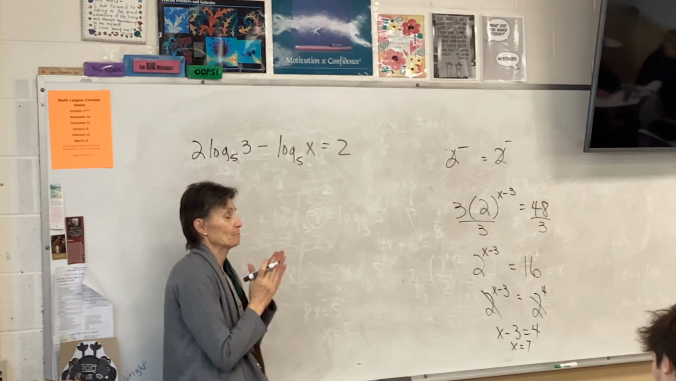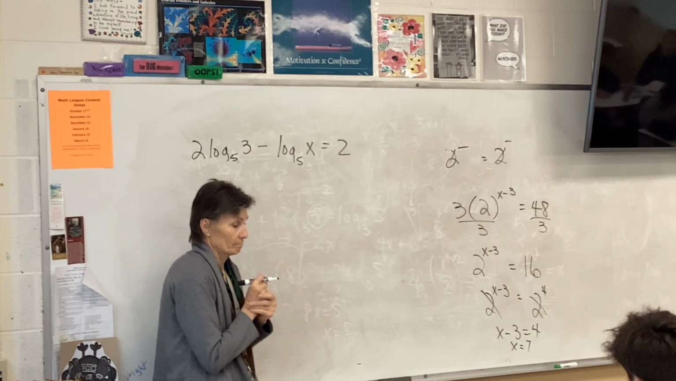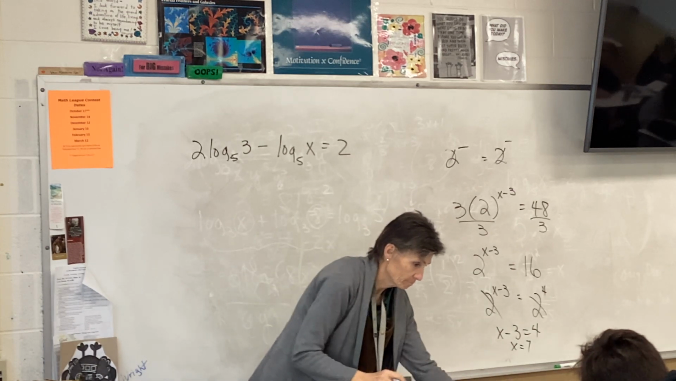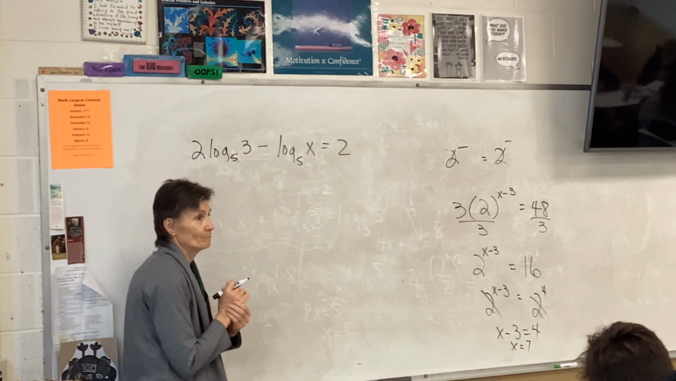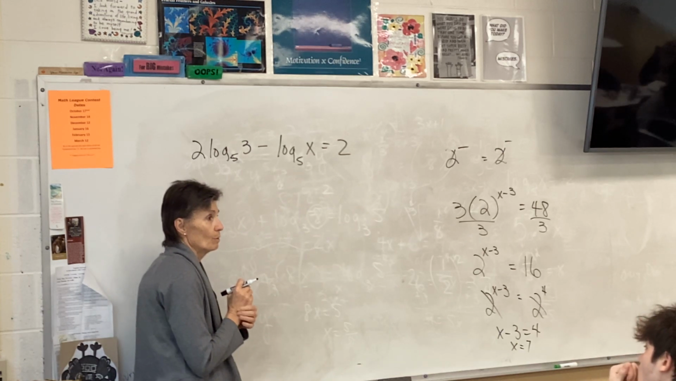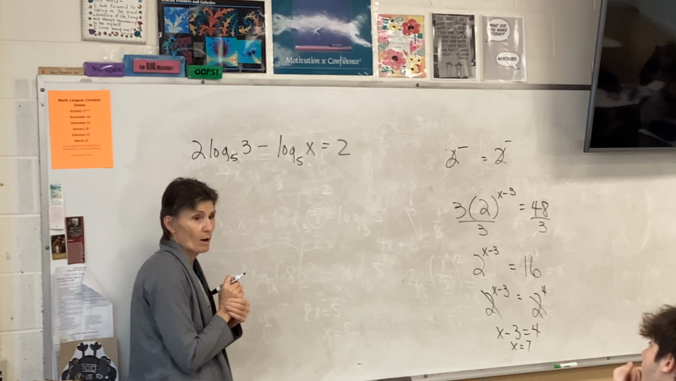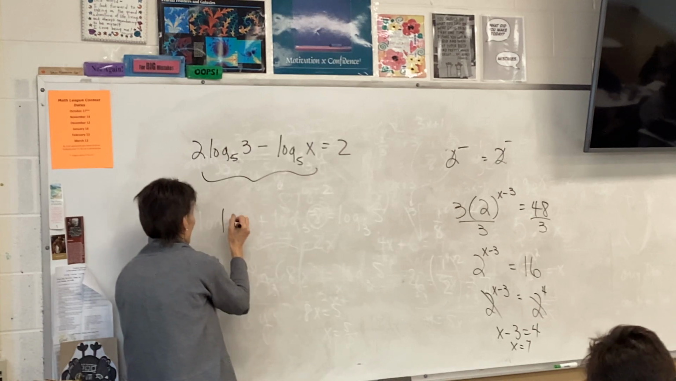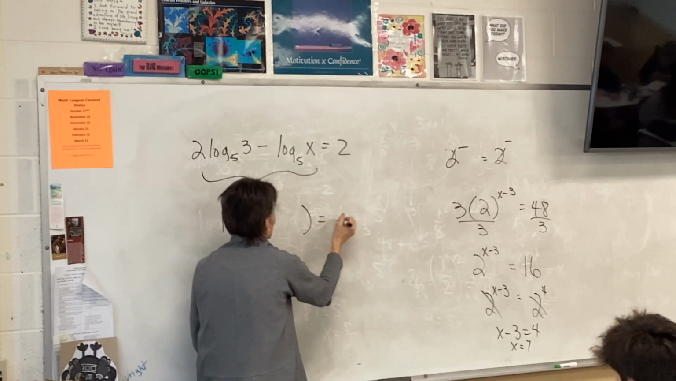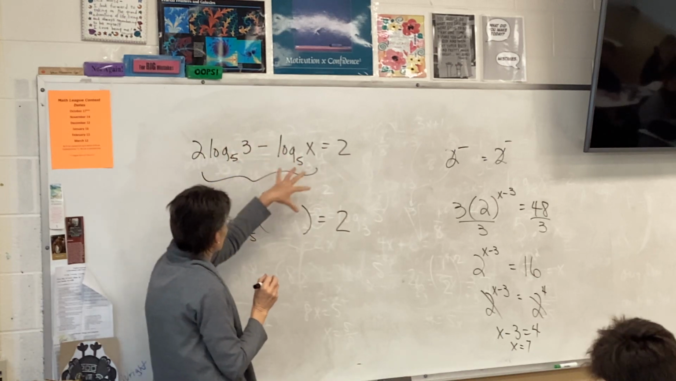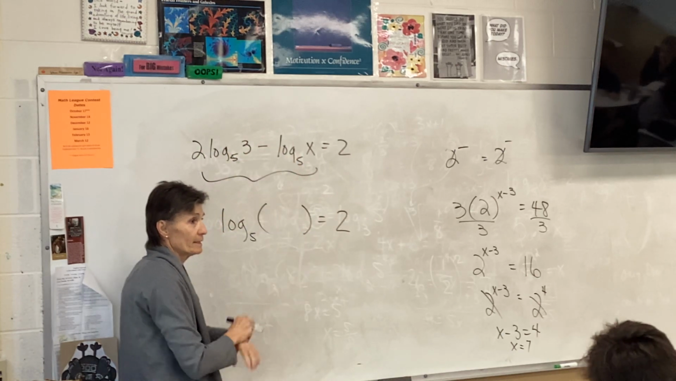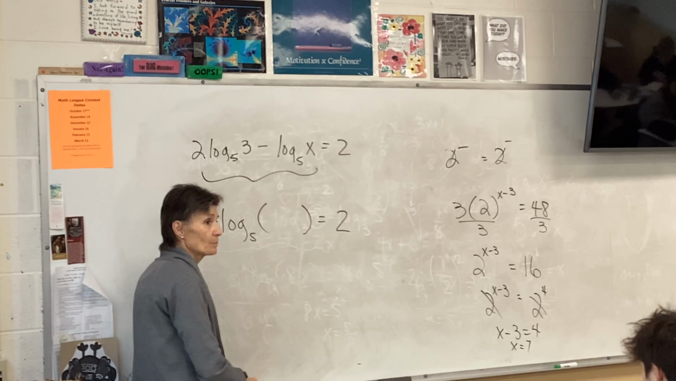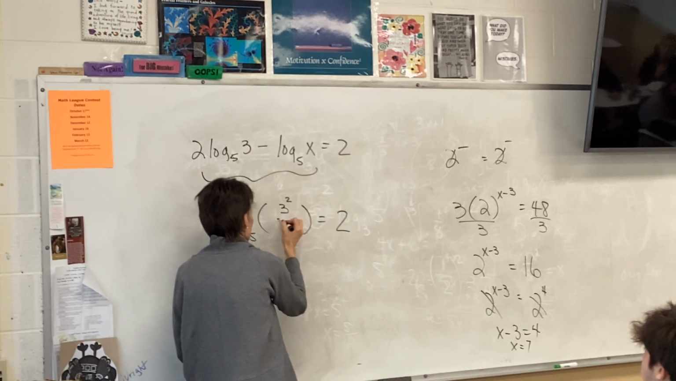Last one. Here we go. What's the first thing you notice when you look at this problem? You got 2 logs, and that can't be. You're going to write it as 1. So somehow you have to smush this together into here. So what do you think is going to be in here now? 3 to the square divided by x. 3 to the second divided by x.